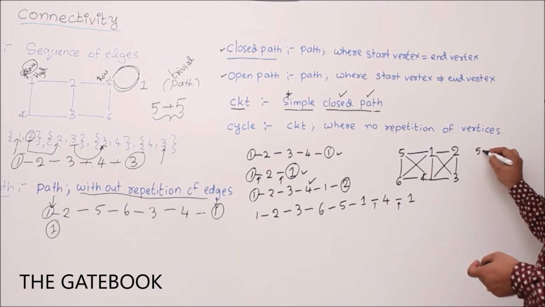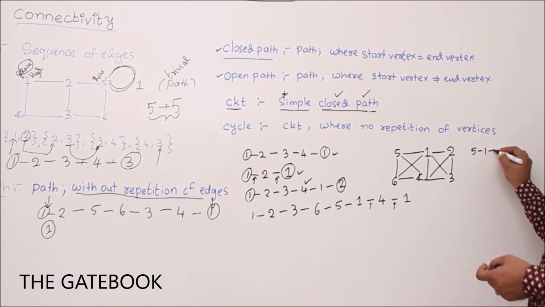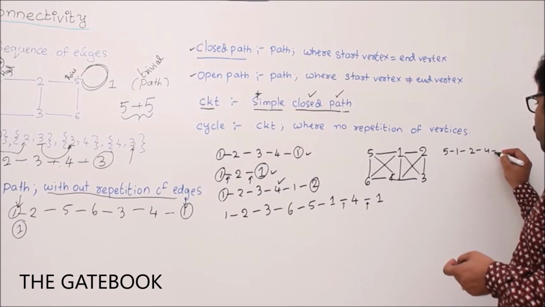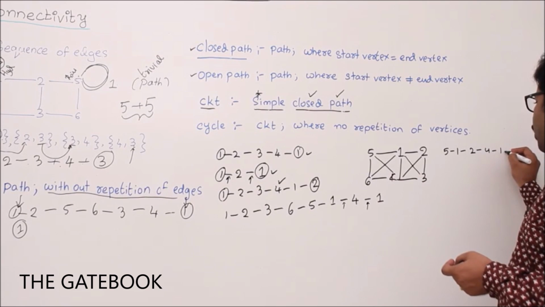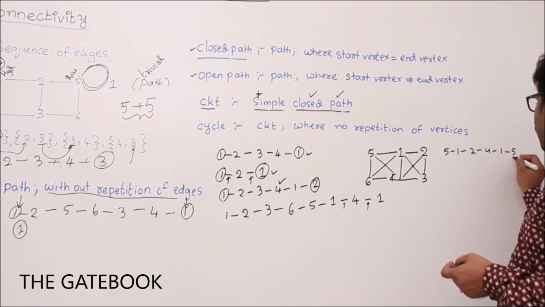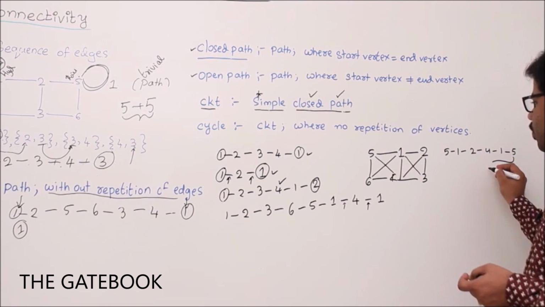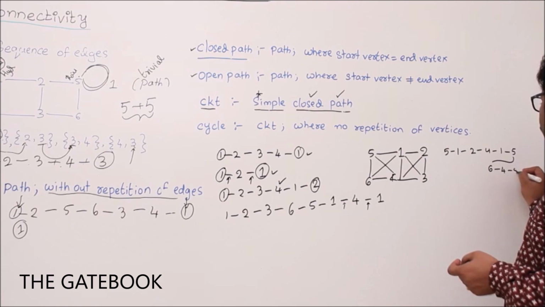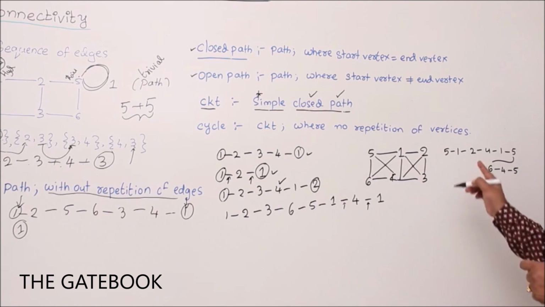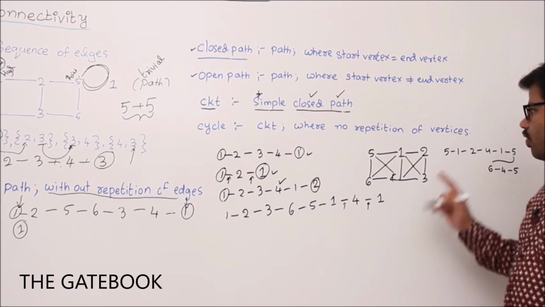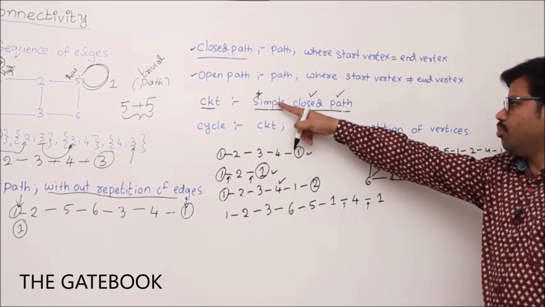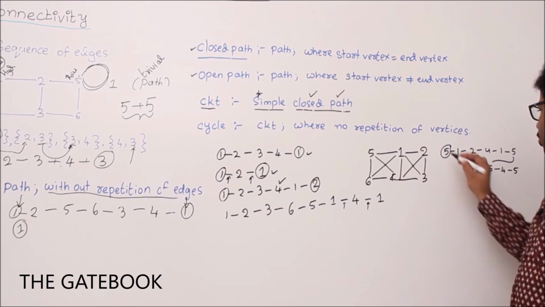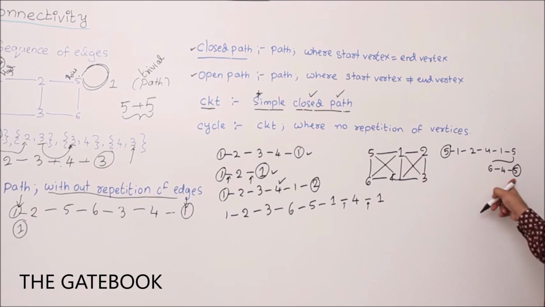5 to 1, 1 to 2, 2 to 4, 4 to 1, 1 to 5, then 5 to 6, 6 to 4, 4 to 5. I have given some path. Is it a circuit is the question. We'll see. First step, is it really a circuit, a simple closed path? That means it should be a closed path where starting should be equal to ending. Perfect, 5 equals 5.